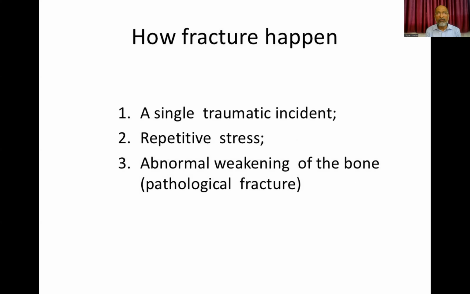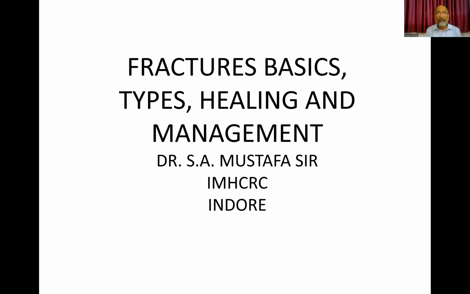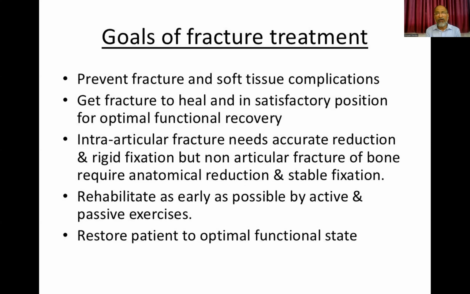Then how did the fracture happen? The fracture can occur because of so many reasons, which we are going to discuss after this slide. And now, what are the goals of the fracture treatment? The goals or aims of the treatment are to prevent the fracture and soft tissue complications which occur because of the injury.